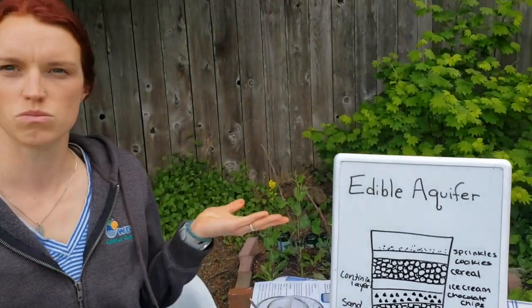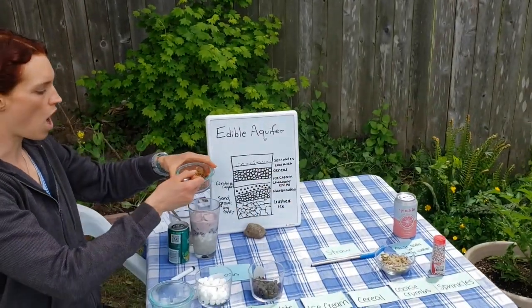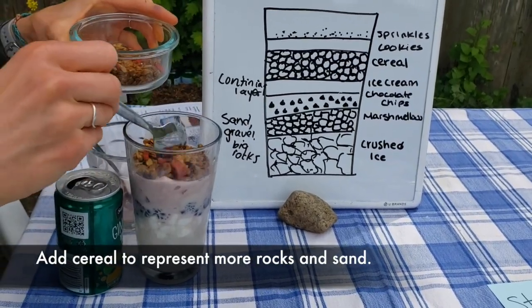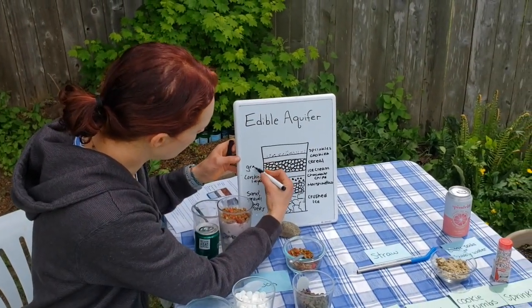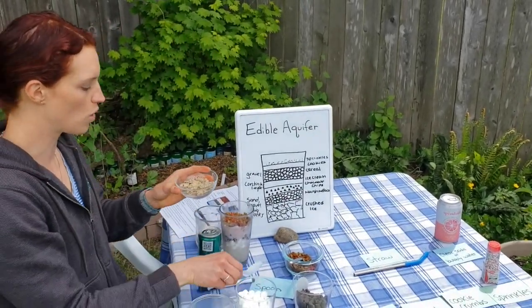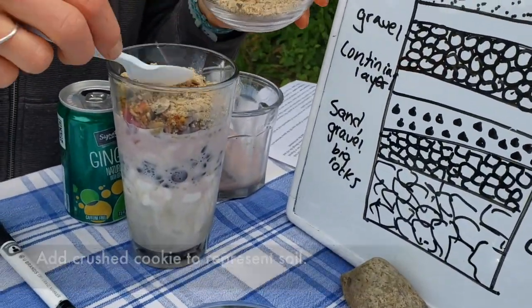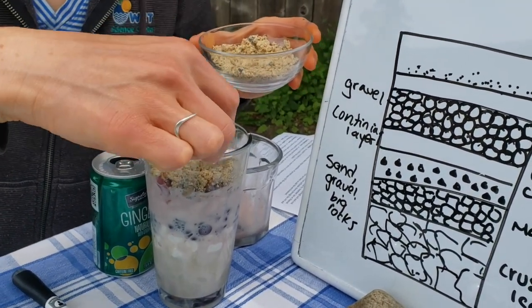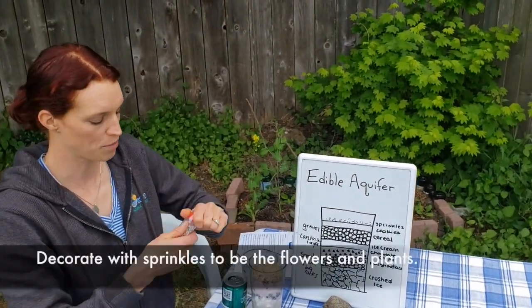Then above that, what would we have? What's right below the ground here? More rocks, gravel. You can add your cereal. Add that here. Gravel, sand, and then right below the plants, we have our soil. Adding our cookie crumbs. This is really healthy soil, full of microorganisms, good bacteria. And it's pretty colorful on top of the earth, where all the plants are.